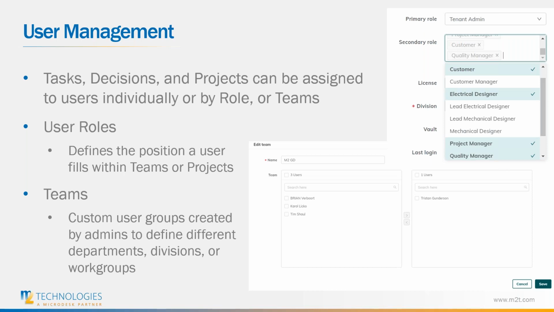So the user role defines the general position that a user fills within teams or projects. You can see a few examples of these on the side, including project manager, quality manager, lead mechanical designer, and so on. If you're looking for a little bit more customization or grouping users into multiple different departments, the teams really comes in handy because the teams allows you to create these custom groups of users to define those different departments, divisions, or work groups within your company.